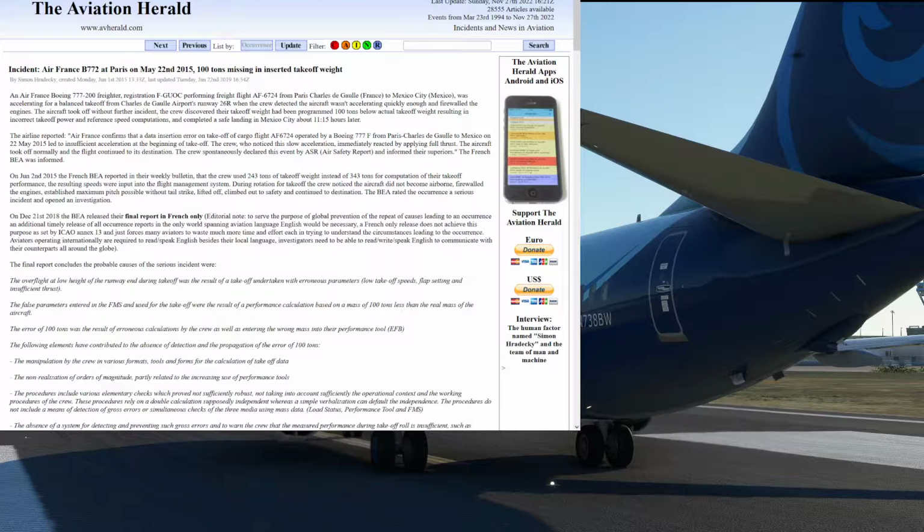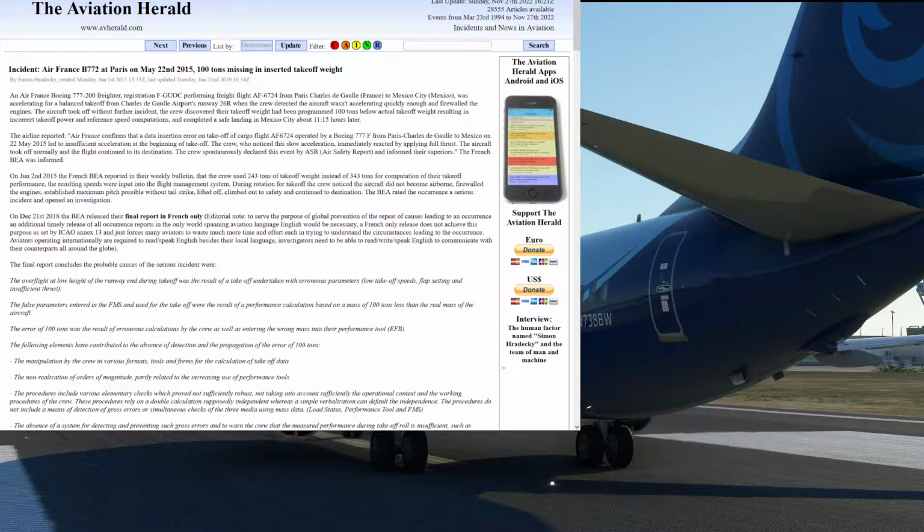On December 21, 2018, the BEA released their final report in French language. And do note that editorial note there that those reports do need to be converted into English, because aviators all around the world speak only one common language, that is English. Therefore, an English translation should always be included. The French didn't do it in this case.